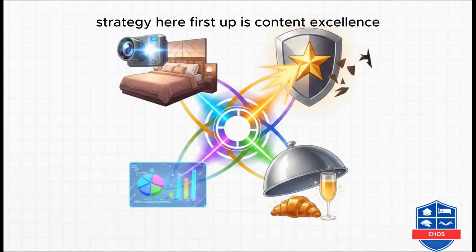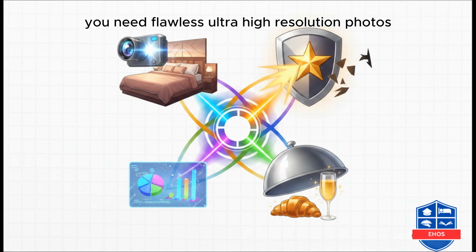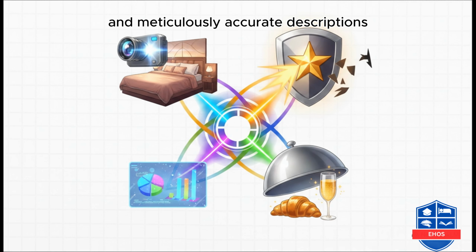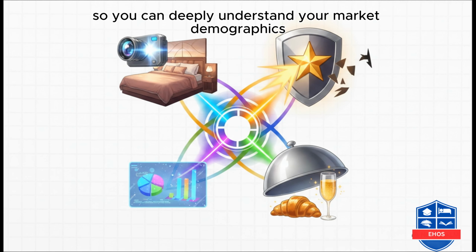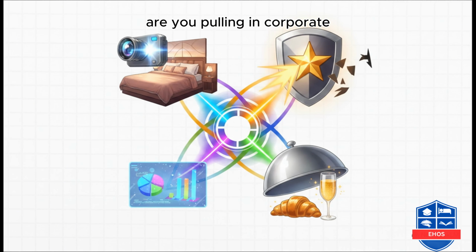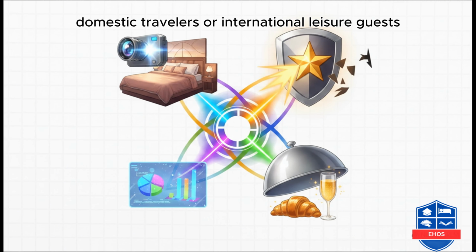First up is content excellence. You need flawless, ultra-high resolution photos and meticulously accurate descriptions. This guarantees maximum conversion when guests are out there comparison shopping. Second is professional review management. You have to aggressively protect your digital reputation by responding to both the glowing and the critical reviews with incredible speed, professionalism, and grace. Third, we have analytics utilization. You need to leverage the incredibly rich, granular data these OTAs provide so you can deeply understand your market demographics. Are you pulling in corporate domestic travelers or international leisure guests?